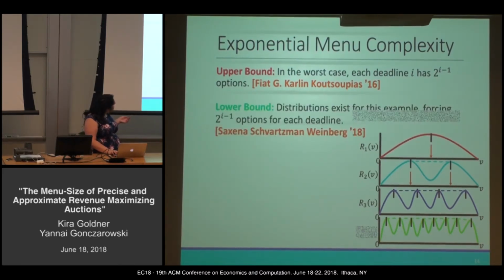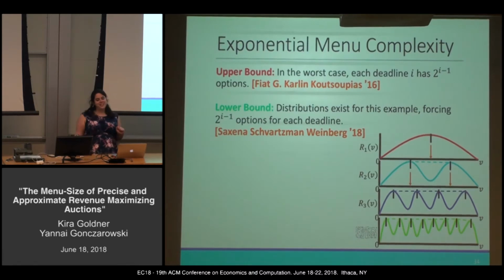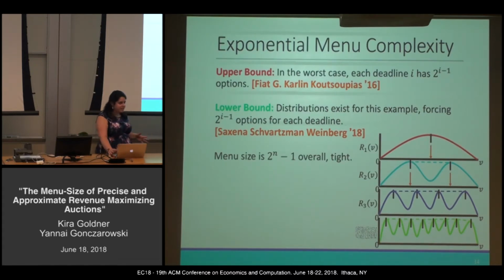The lower bound. Okay, great. The lower bound comes from this paper by Gonczarowski, Ariel Schwartzman, and Matt Weinberg. And basically what they say is that these revenue curves can exist. In fact, pretty much for any revenue curves, they can exist, but we'll get into that more later. And so the point is that this menu size is exactly exponential. Okay? So all of a sudden we have a new point on our spectrum between 1 and uncountable infinity, and it's exponential. Any questions?